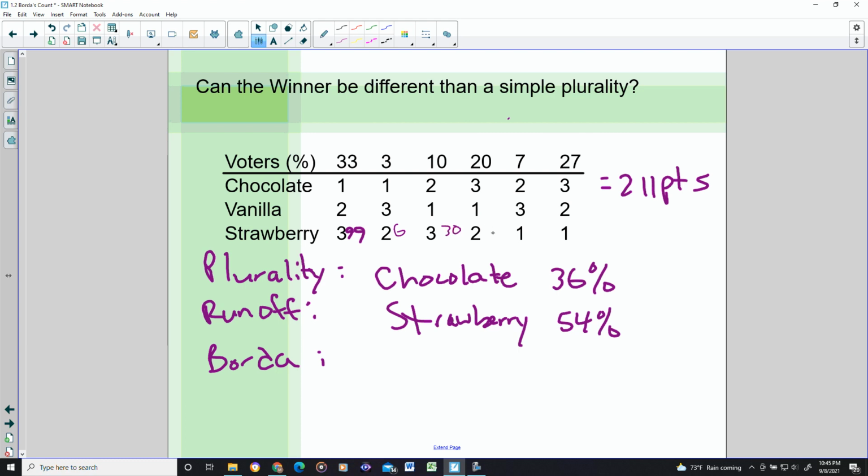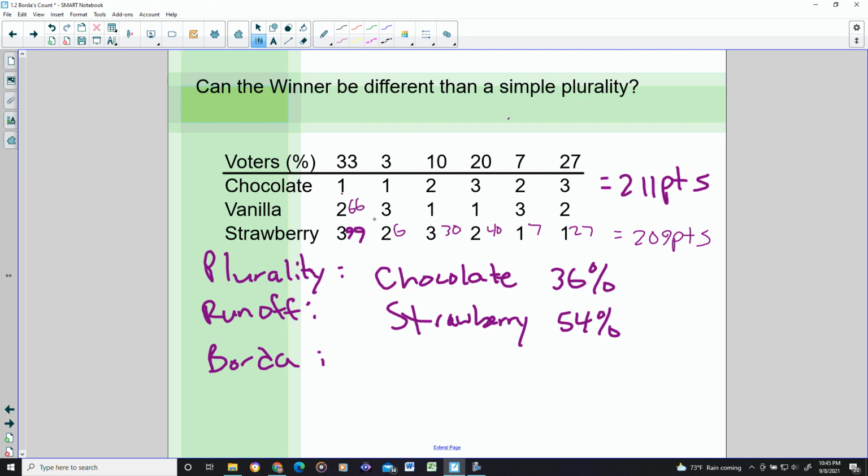30, let's see, so this will be 47 and 27. So let's add all these up. 105, 135, 175. 175 plus 7 is 182, 202, 209. 209 points.